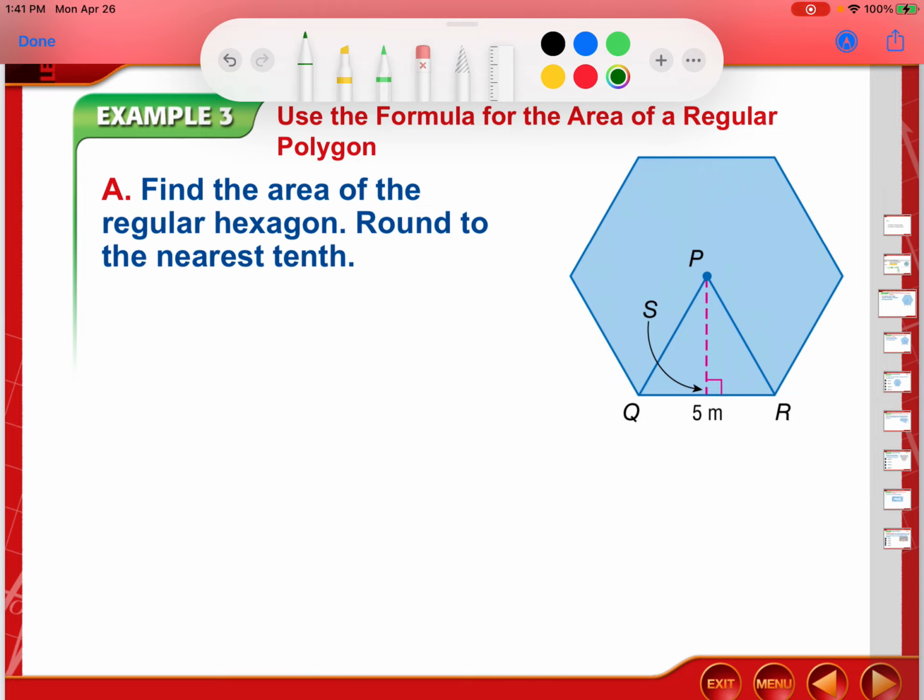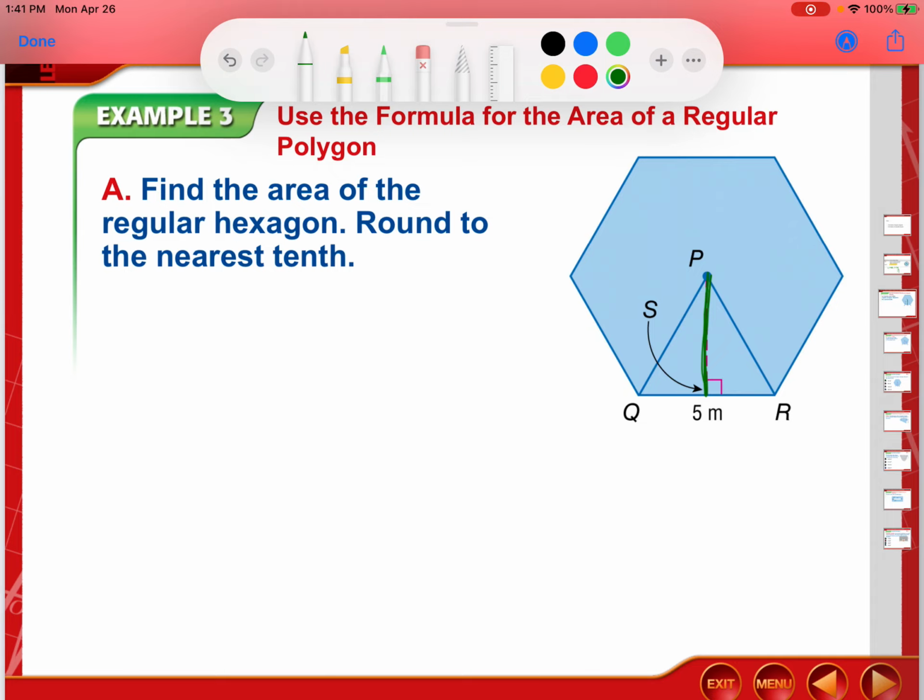So, we need to find the area of this regular hexagon, and we need to round to the nearest tenth. First things first, I know we need to find the apothem length. And in order to do that, I need to figure out what the angles of this little right triangle are.